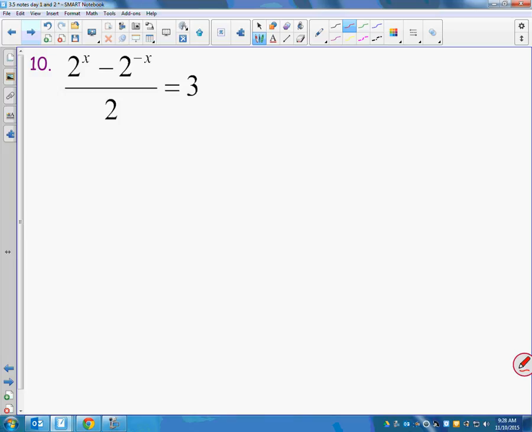But I bet you could at least give me the first step in this problem. What would be the first step in this problem? Yeah, let's get rid of the fraction, right? Let's make it look not so bad. Let's multiply by 2. So I get 2 to the x minus 2 to the negative x equals 6.